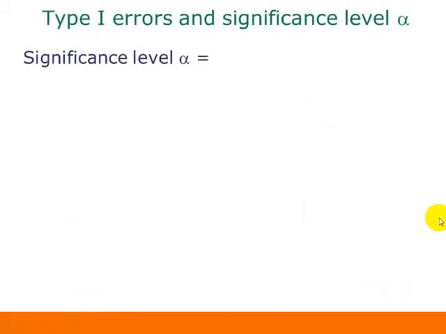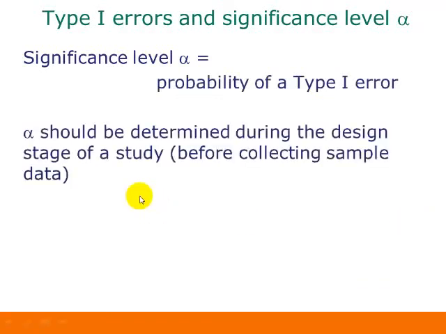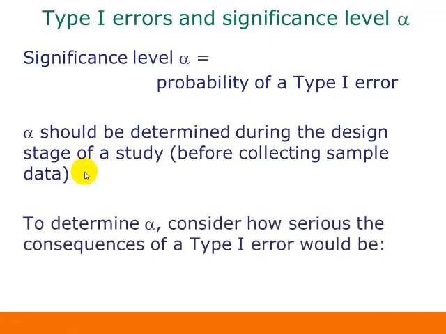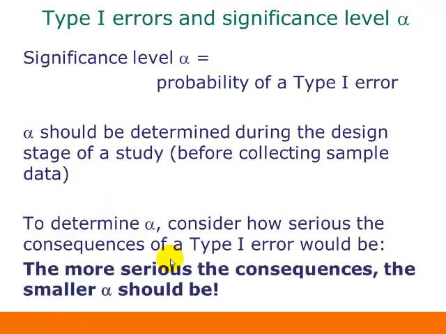So the significance level alpha is the probability of a type 1 error. Alpha should be determined during the design stage of a study before we collect the sample data. And to determine alpha, we consider how serious the consequences of a type 1 error would be. The more serious the consequences, the smaller our value of alpha should be. And some typical values for alpha are 10%, 5%, and 1%.